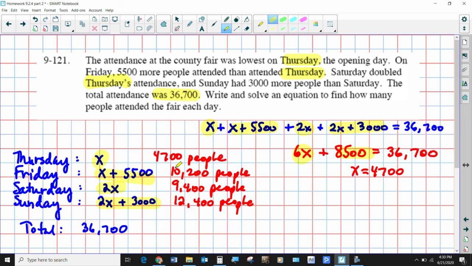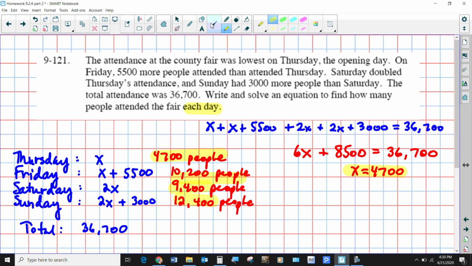So what are they asking us to declare? It says write and solve an equation to find how many people attended the fair each day. So we've got the answer for Thursday because that's what we got when we solved for X. So for Friday, we have to add 5,500 to this number. For Saturday, you have to double that number. And for Sunday, you have to add 3,000 to Saturday's amount.